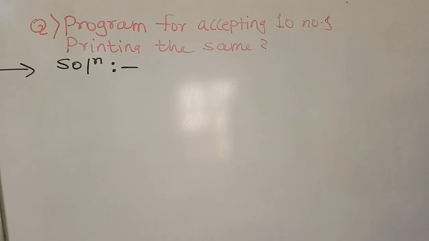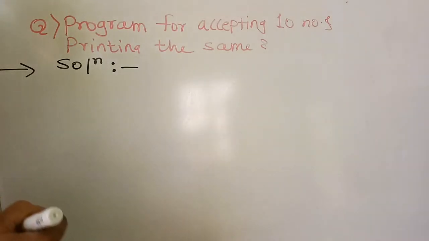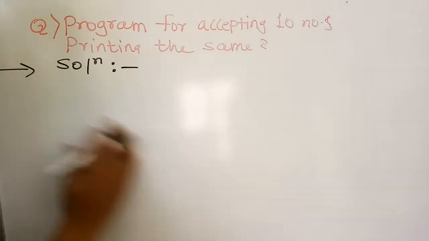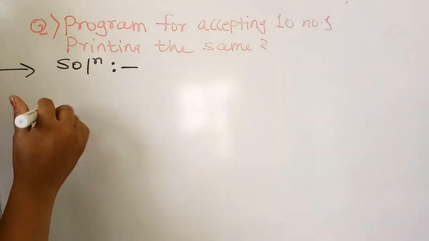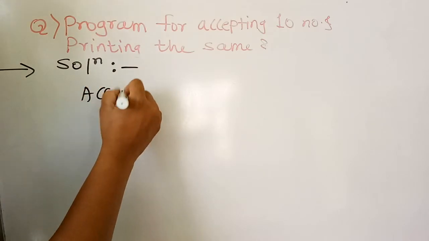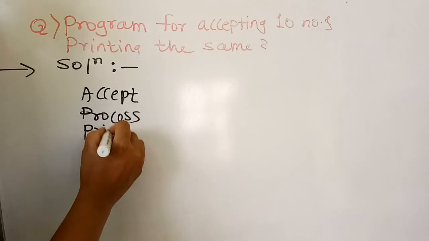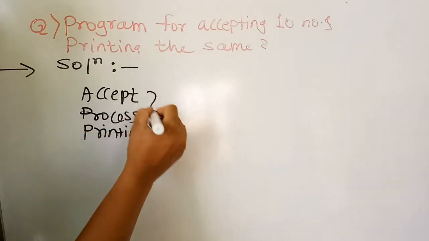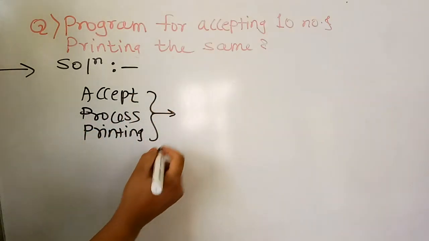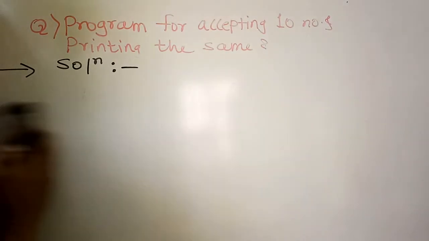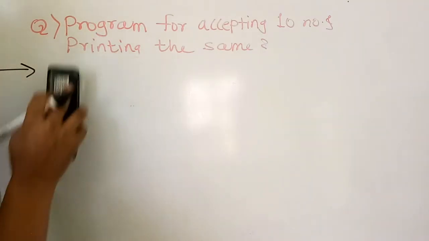We all know that an array is an index mechanism, meaning it is one variable holding a collection of multiple variables. Here I will tell you one rule: for accepting the array, for processing the array, and for printing or displaying the array, we have to use the for loop. So we will start writing the program.